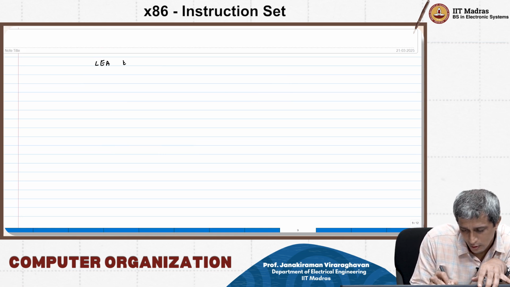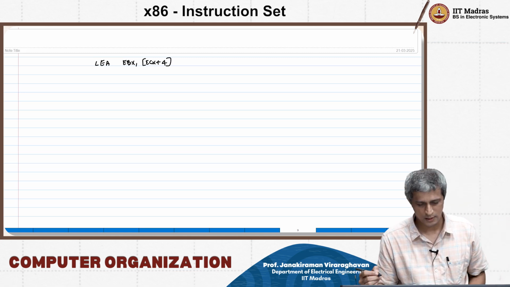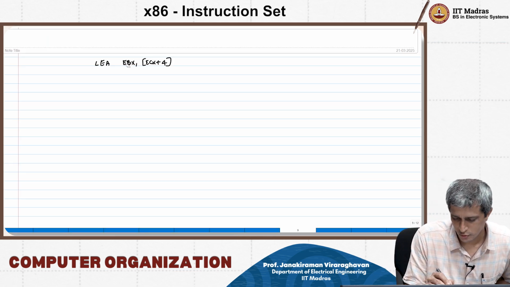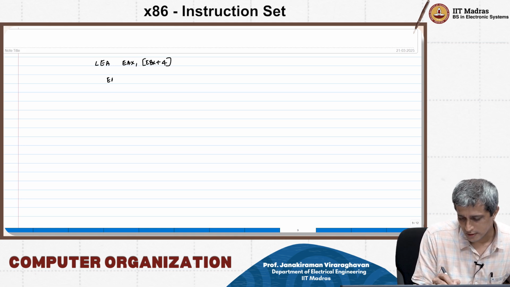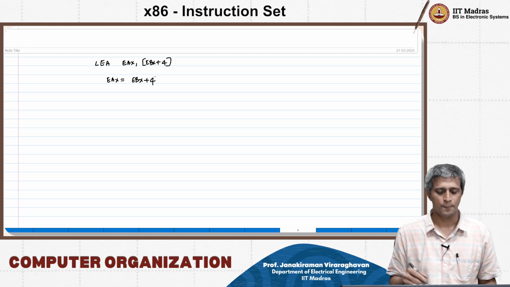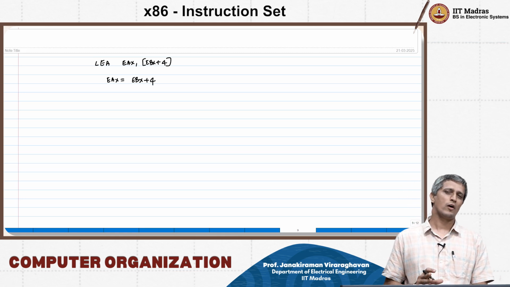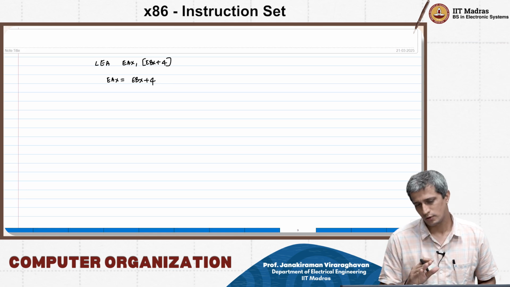LEA EBX comma ECX plus 4, right? So this is a slightly convoluted thing to say EAX, or let me just use the same instruction as here. This you are effectively saying is EAX equal to EBX plus 4. Okay, so it's a slightly convoluted way of doing something which is very simple. In the RISC processors, this is done very trivially. Okay, so I will leave it at that.